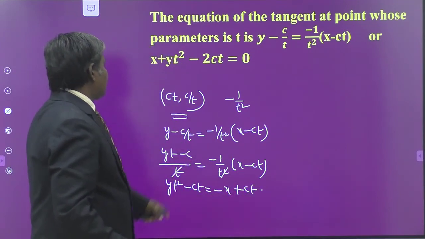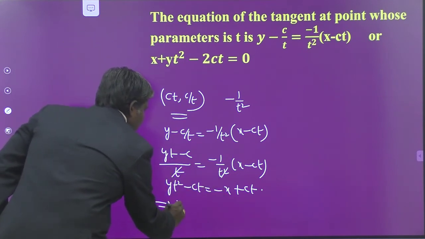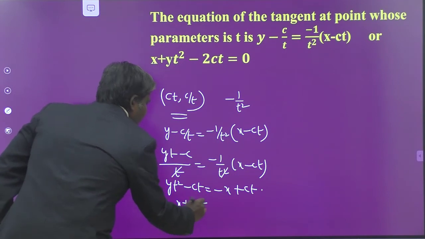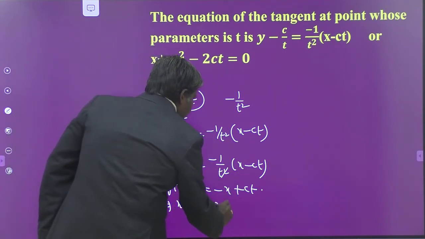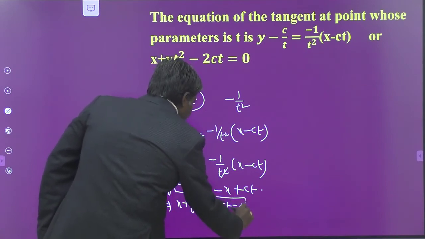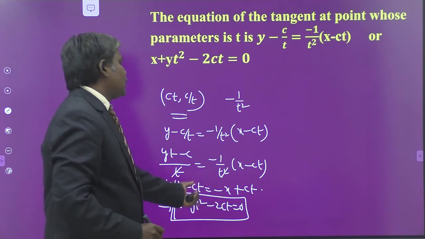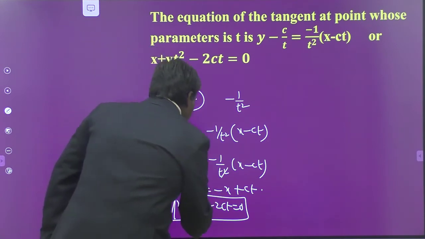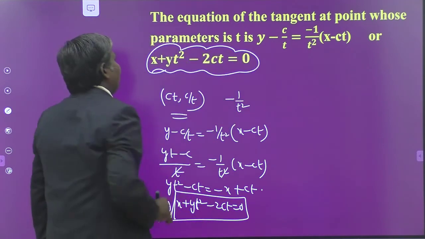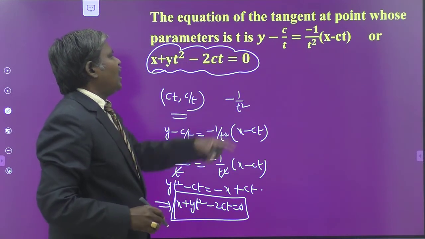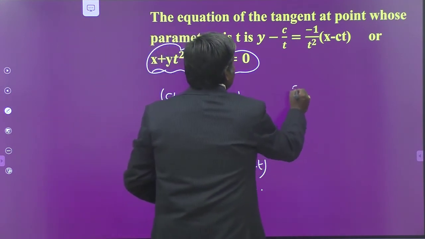So x plus yt square, you can take the left side, x plus yt square minus 2ct is equal to 0. This is the equation of tangent at t to the hyperbola xy equal to c square. At t means ct comma c by t.